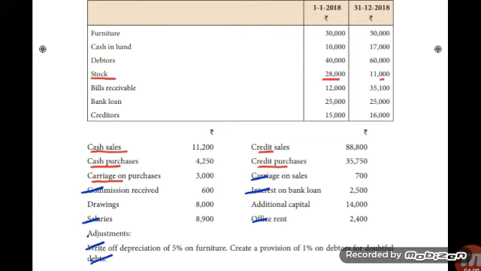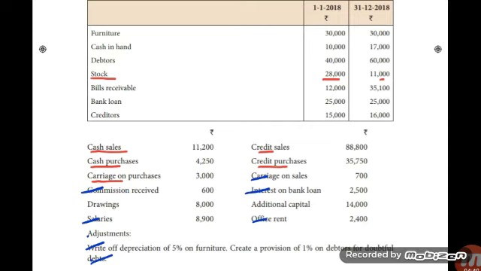Come to the credit side. Credit side first item is sales. It has cash sales and credit sales. So enter the amount in inner column. By sales. Then cash sales amount in inner column 11,200. Add credit sales amount in inner column 88,800. Underline and write the sum in outer column. What is that? 1 lakh.